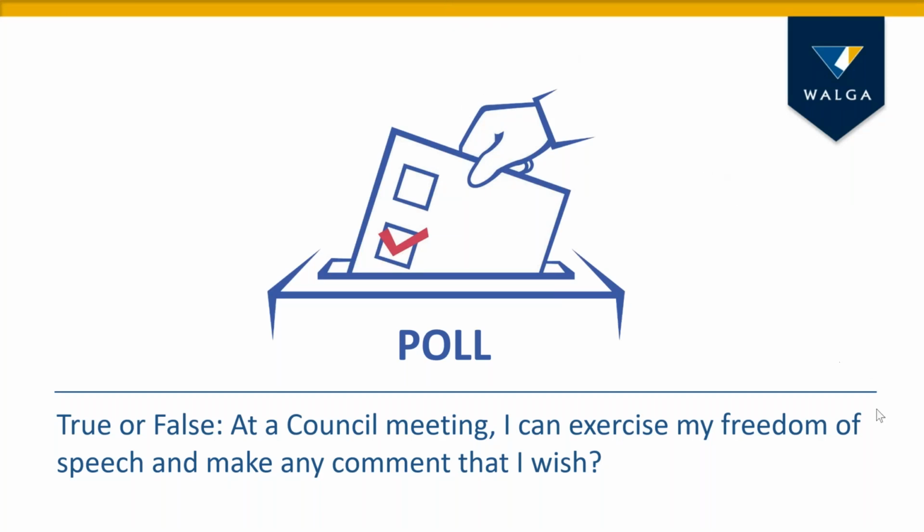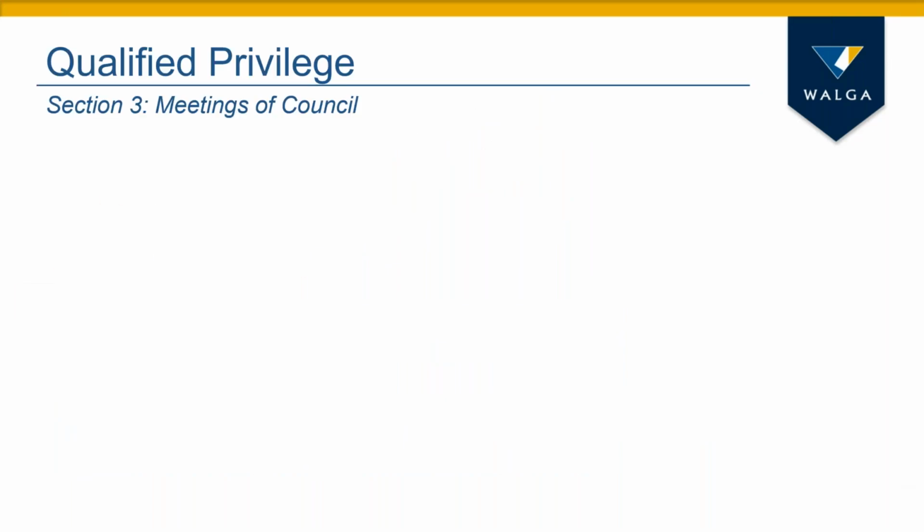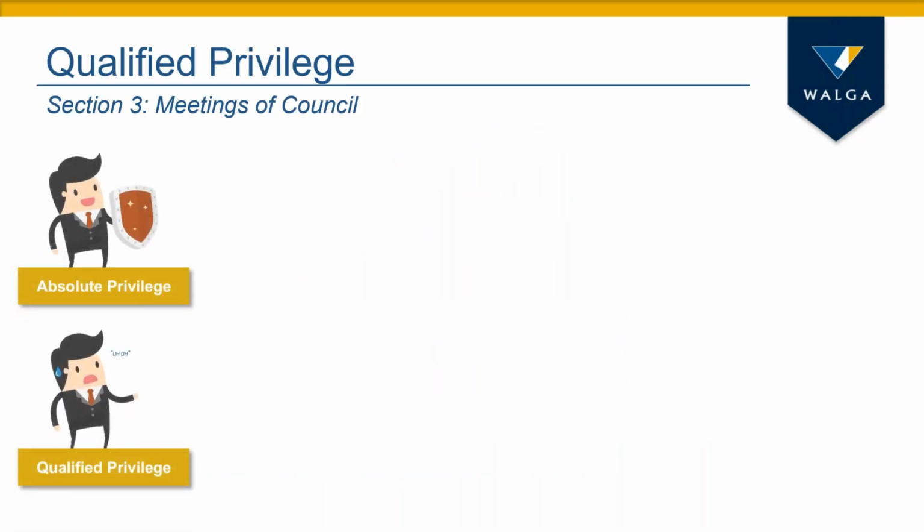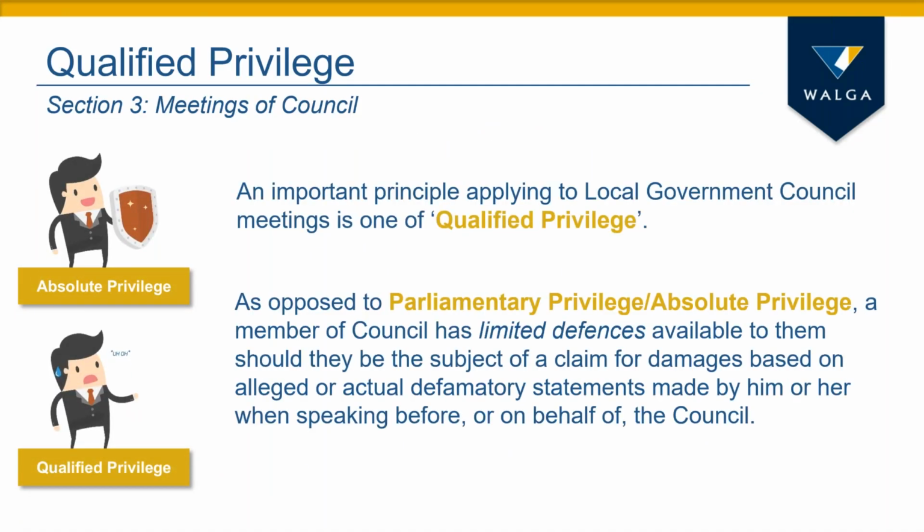The reason the correct answer is false is that there are some limitations on what you can say. State and federal parliamentarians are protected by parliamentary or absolute privilege. Therefore, great care must be taken when councillors make statements at a council meeting or in relation to the affairs of the local government. A council member can only rely on the defence of qualified privilege whilst discharging his or her duties.